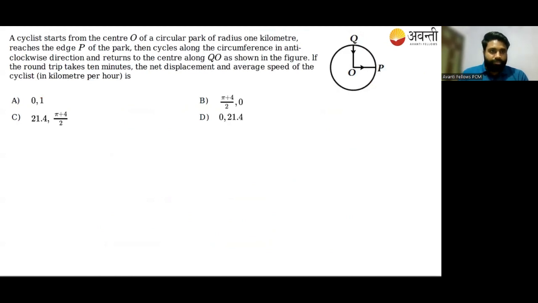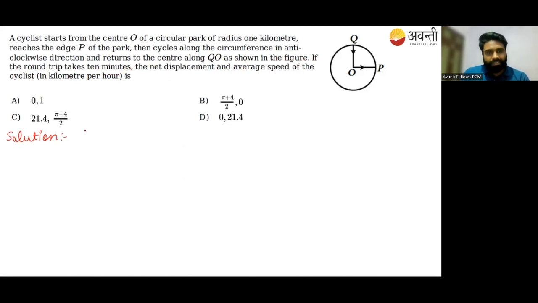So here in this question, what is given? A cyclist starts from the center O of a circular park of radius 1 kilometer, reaches the edge P of the park, and then cycles along the circumference in anti-clockwise direction and returns to the center along QO. As shown in the figure, if the round trip takes 10 minutes, the net displacement and average speed of the cyclist we have to find out.